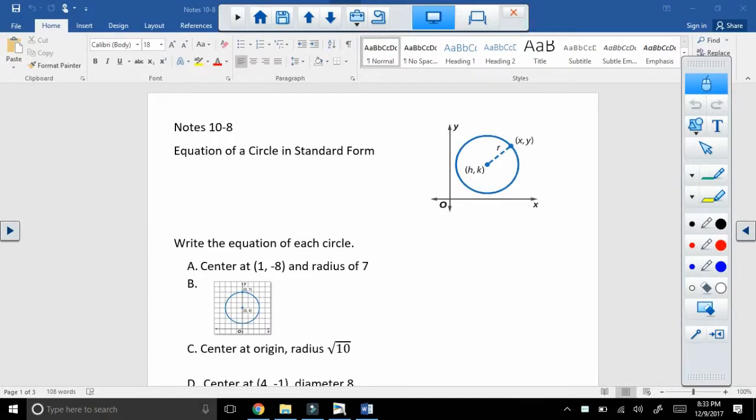Class, here we are at the end of chapter 10. We're going to learn how to write the equation of a circle and how to graph a circle, and then do some extra algebra things at the end.